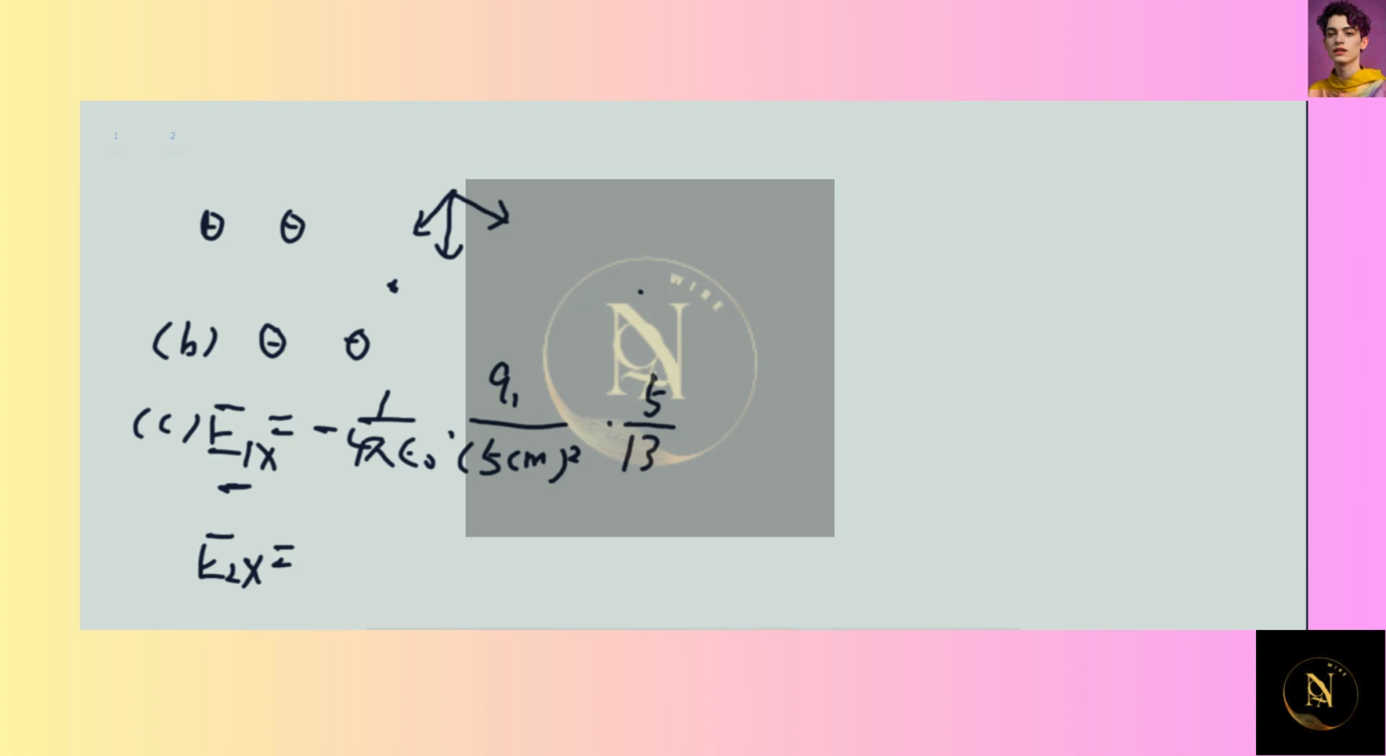Sorry, we should not say Q1 here. We should just utilize the value of Q1. So right here, it's simply 3 microcoulombs. And for E2X, it equals negative 1 over 4 pi epsilon naught times Q2, we just look at the magnitude, okay? So divide by 12 centimeters squared and times 12 over 13. So this factor gives us the X component of E2.